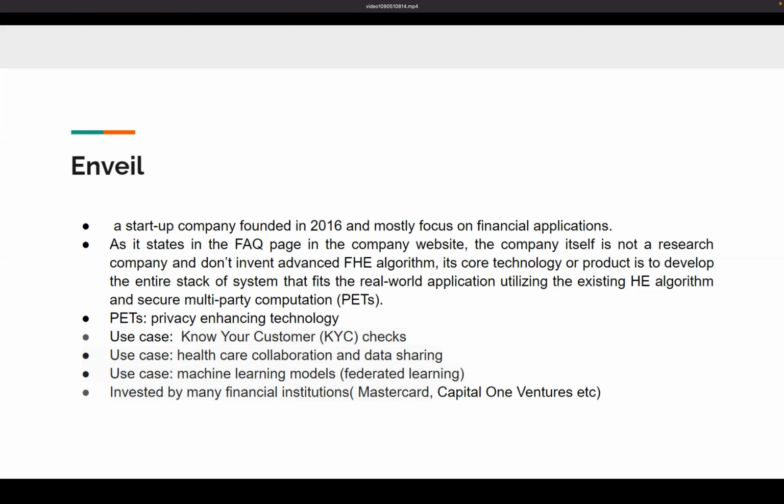Similarly, this can be applied to healthcare operations, collaboration and data sharing, or machine learning models, which is now a popular field called federated learning in machine learning. Inpher is invested in by many financial institutions like MasterCard and Capital One, as they are also customers of Inpher.